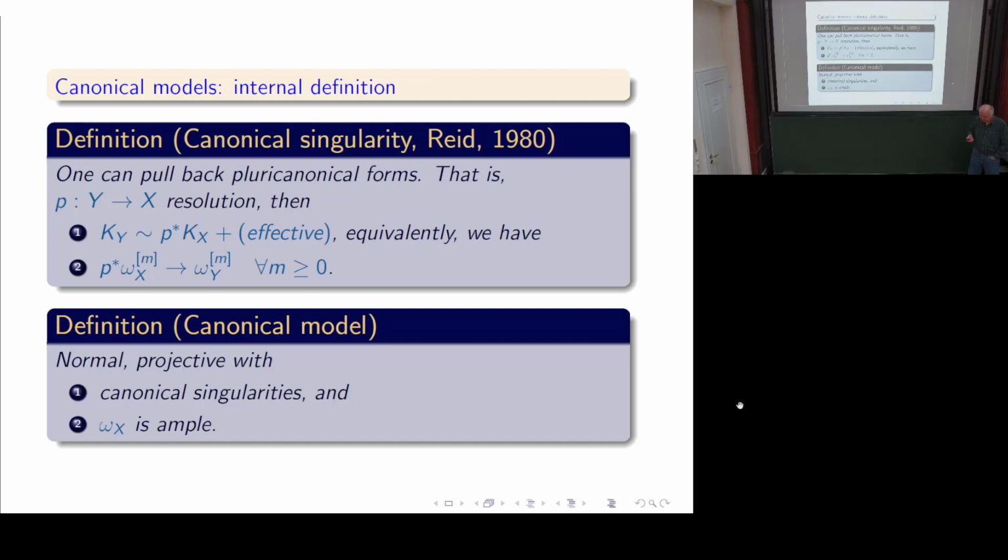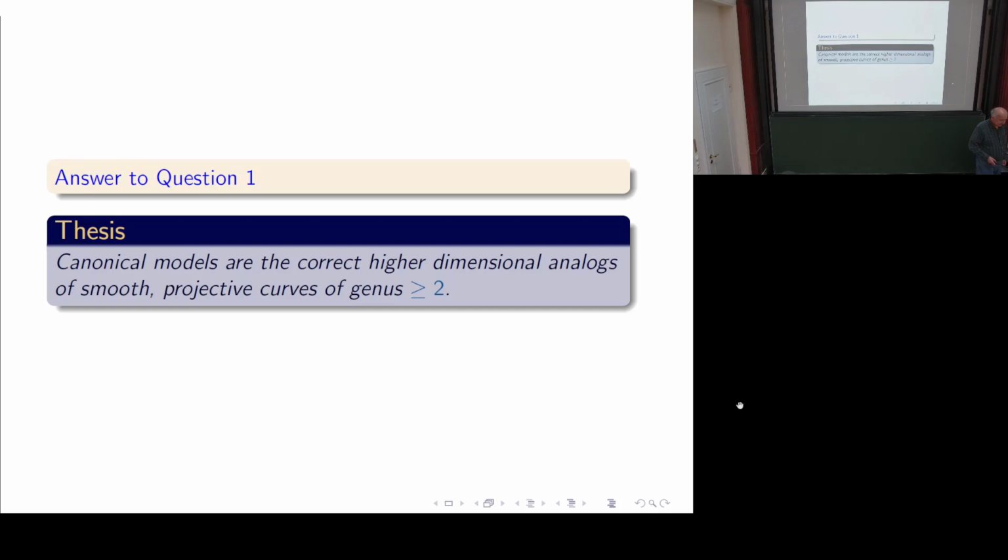Okay, and so then the definition of what a canonical model should be: it's a normal projective variety that has canonical singularities and this omega_X is ample. So you might ask, what does it mean that omega_X is ample when we do not assume it is locally free, but some power of it is locally free? So that's what it means, that this m-th power is locally free for some m larger than zero, and then ample makes sense. So this is Miles Reid's definition of the canonical model. And then the thesis is that these are exactly the correct analogs of smooth projective curves of genus at least two. And I believe this is in fact very well settled.